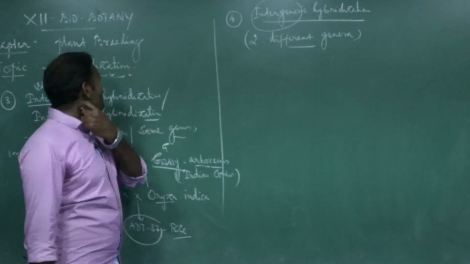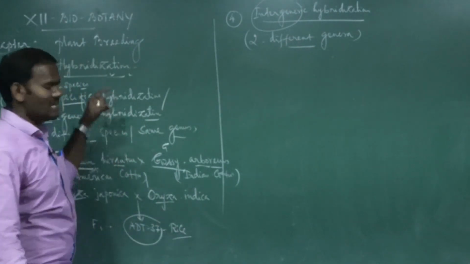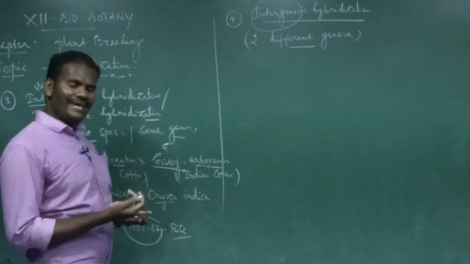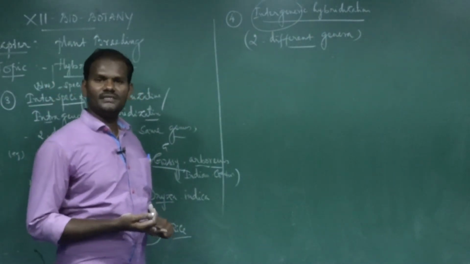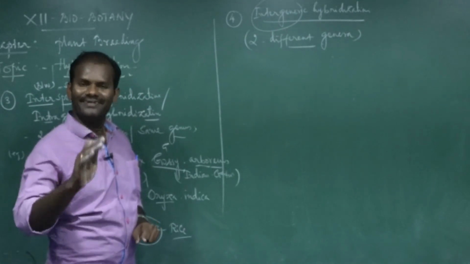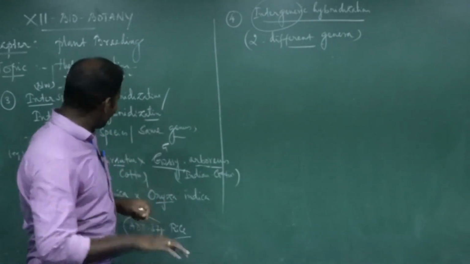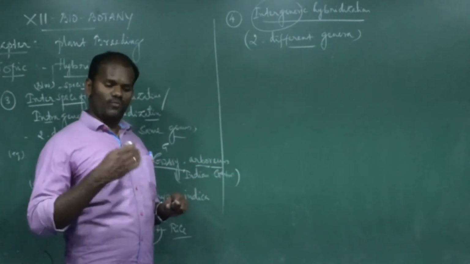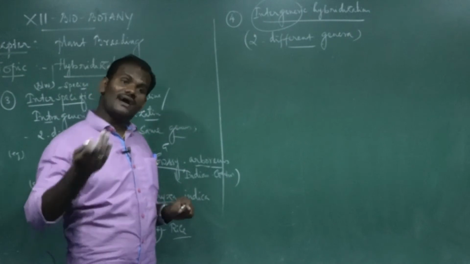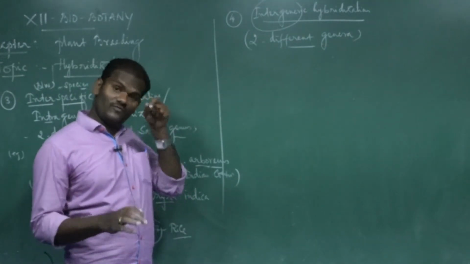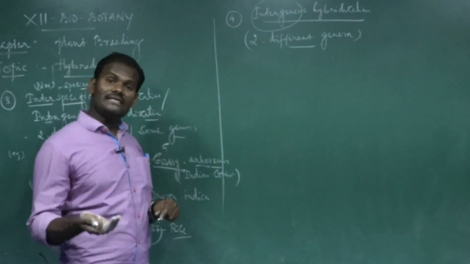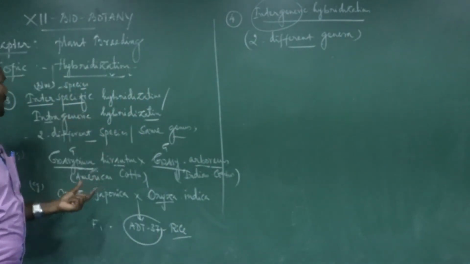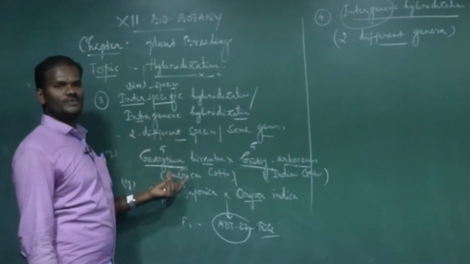So what are the advantages and disadvantages of these types of hybridization techniques? The first, intra-varietal hybridization, is useful only in self-pollinated crops. The second, inter-varietal hybridization, is useful for the improvement of both self-pollinated as well as cross-pollinated crops. The third one is interspecific hybridization. What are the uses of this interspecific hybridization?